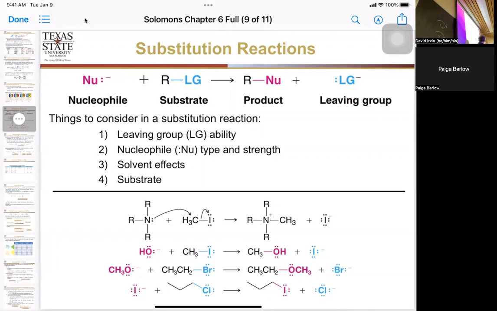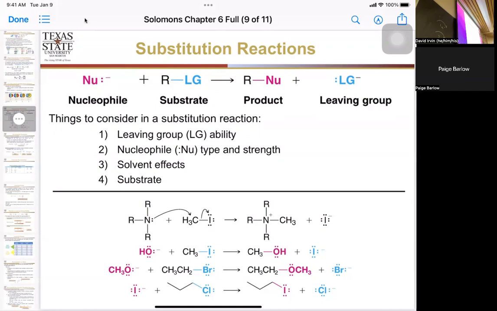Now we have an anion hitting the carbon, displacing an iodine. We have a methoxide, the deprotonated form of alcohol. We talked about that in acid-base. It's going to attack this carbon, not this carbon, because this carbon doesn't have any polar bonds. It's only going to attack this carbon, so that's why it's here. And we're going to make an ether and the bromide.